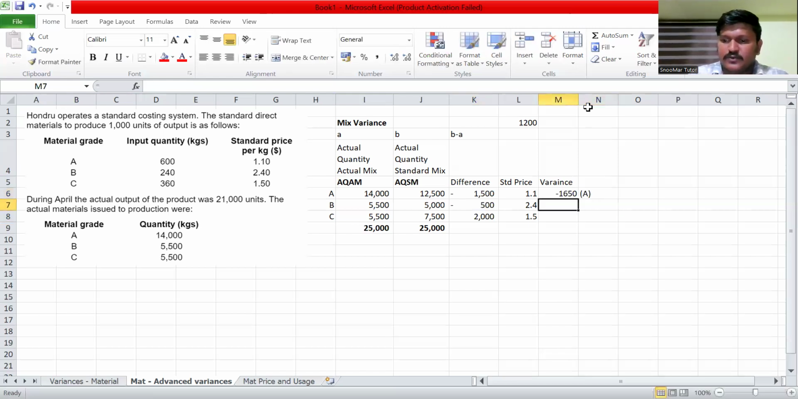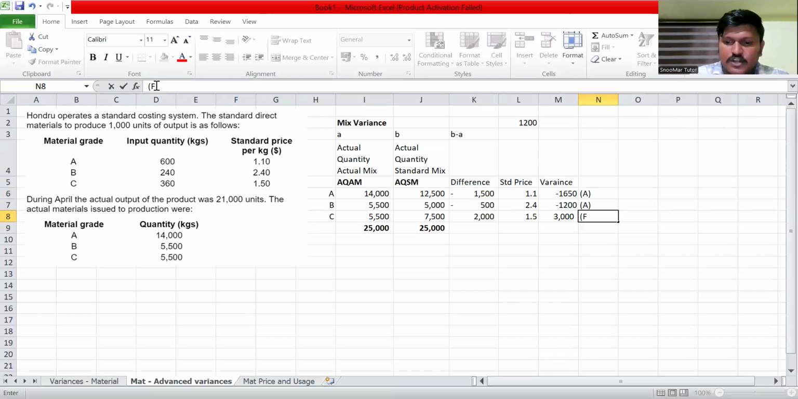Okay, so same formula again. 500 multiplied by 2.4, negative 2200. Again you are getting an adverse value here. Same way you are going to do 2000, which is a positive figure, multiplied by 1.5. You're getting positive. Actually there's an error in the formula, so you're getting a positive. So this is a favorable variance.